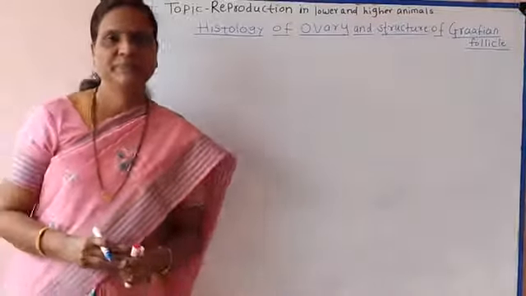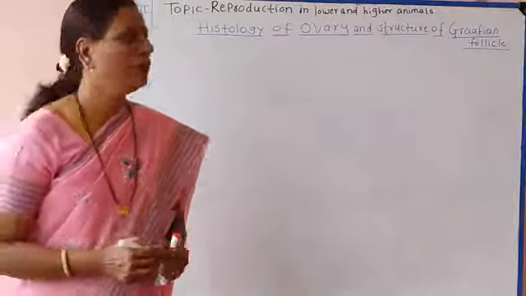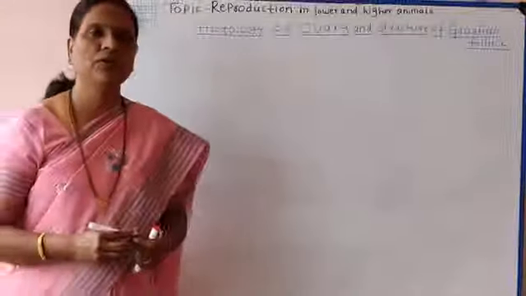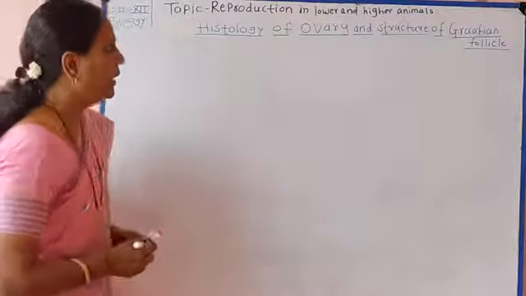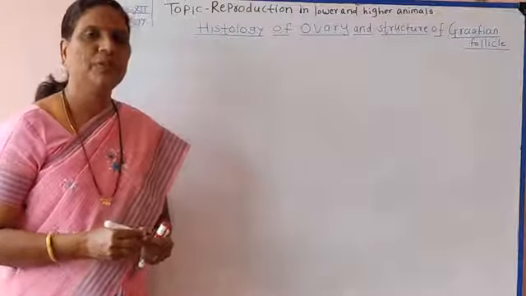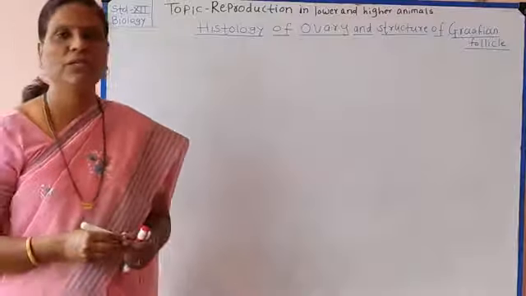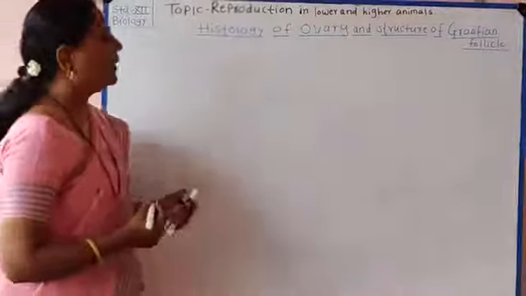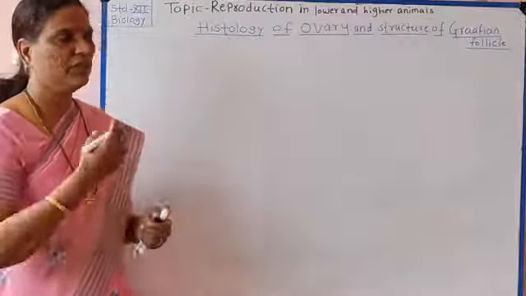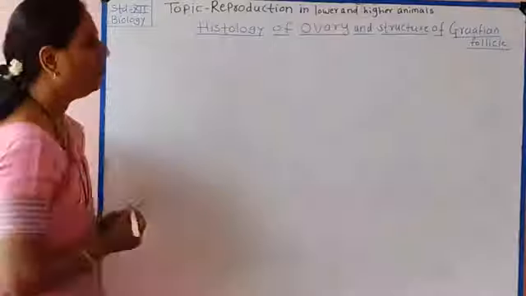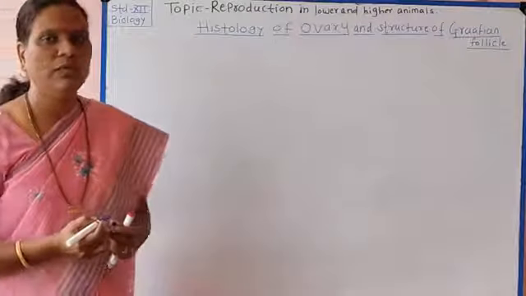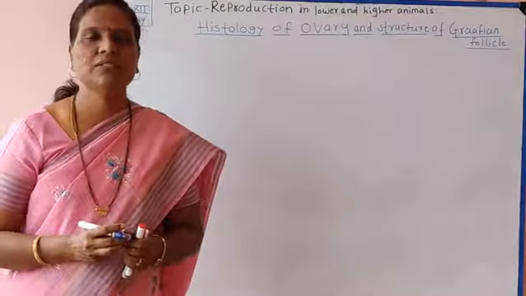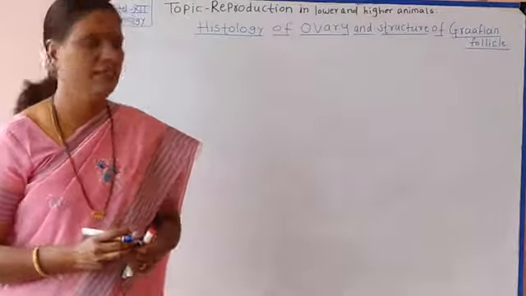Hello everybody. Today in this lecture we are going to study the histology of ovary and structure of Graafian follicle. Now in the previous lectures you have studied about the female reproductive system and the structure of ovary. Now here we will study about the histological structure, that is the TS, transverse section of ovary. You know, ovary is the female gonad and it produces the female gametes, that is the ovum or eggs.